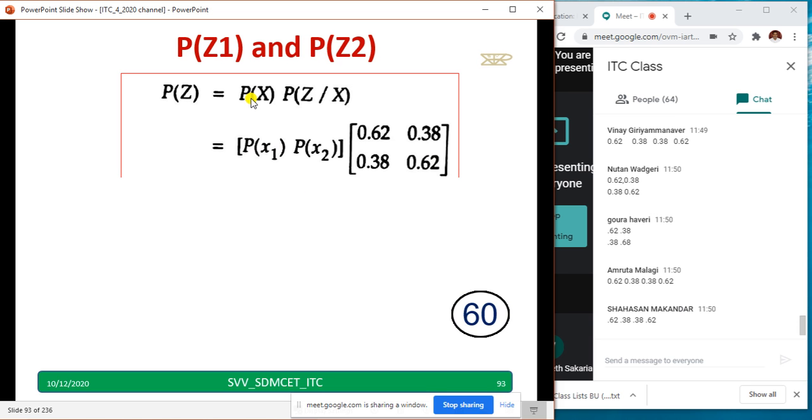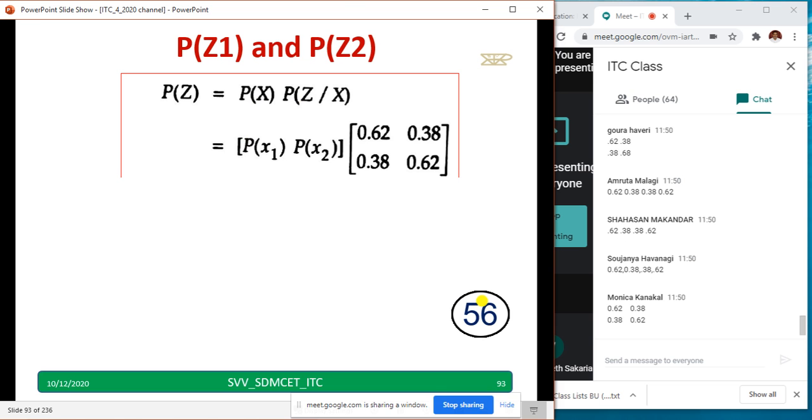Multiply probability of x into probability of z given x, so that you'll get the probability of z. Saujanya has typed, good. 0.62, 0.38, 0.38, 0.62. Saujanya also got the same answer. And let me see, somebody will type the probability of z. Let them take more than a minute, no problem. Let me see their results in the chat box. Okay, Monica has typed. Very good, Monica.